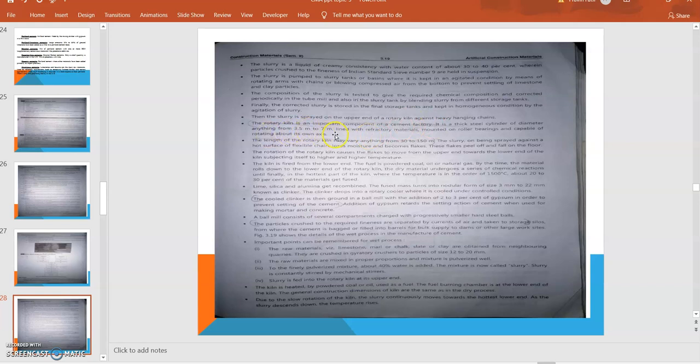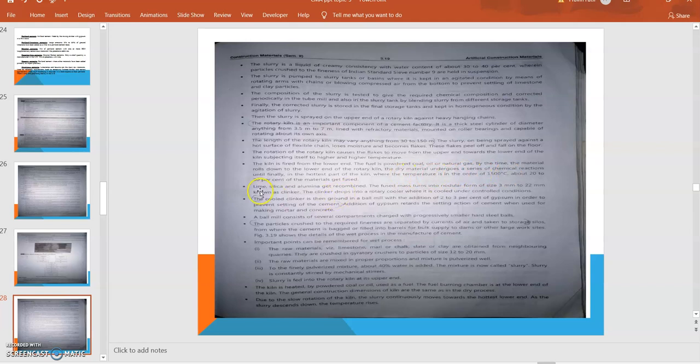The rotary kiln is an important component of the cement factory, where the slurry is rotated, the air or the water is passed out, and other compositions are added in the rotary kiln itself, so they are mixed together. Then the kiln is fired from the lower end. The fuel is powdered coal, oil, or natural gas.